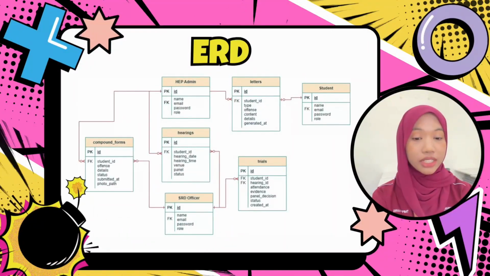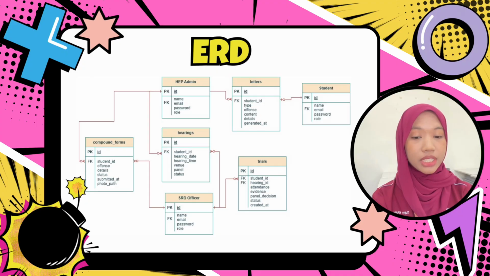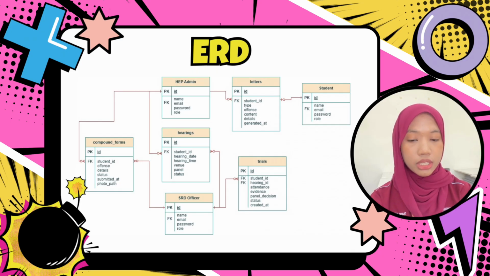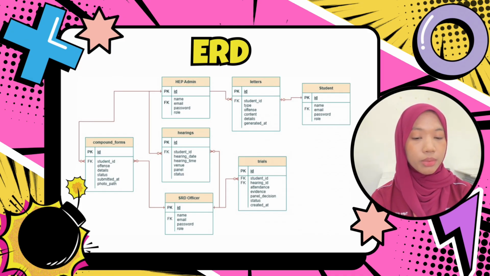The ERD outlines a structured student disciplinary management system that manages the entire disciplinary process, from reporting offences to recording trial outcomes. It centers around the student entity and includes roles for HEP admin and SRD officer to handle administrative and evidence-related tasks. Key components like compound forms, letters, hearings, and trials are used to document reports, issue official notices, schedule hearings, and record final decisions. The system ensures a centralized, transparent, and accountable approach to managing student disciplinary cases.